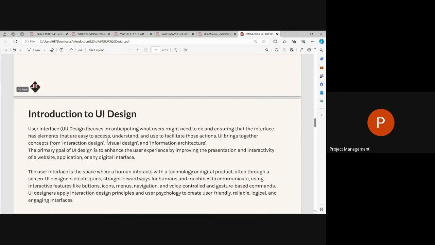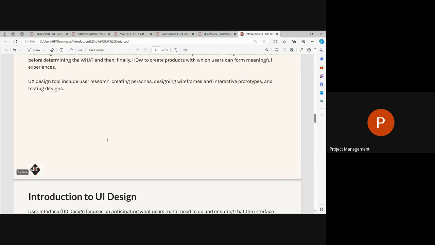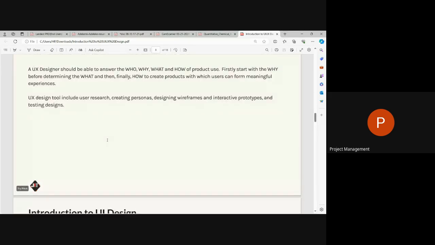So basically, UX design is just how your user interacts with your product. That is creating products that affect the user positively, that affect the user's experience. That is, creating a product that solves the user's needs and pain points. So that is basically what UX design means, and it also affects their experience positively.